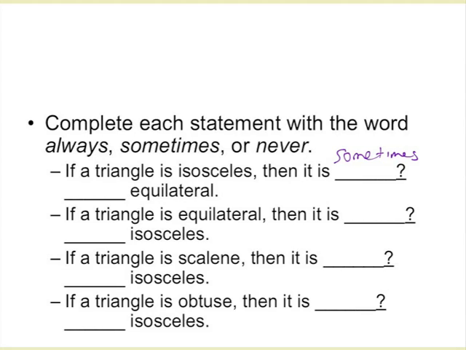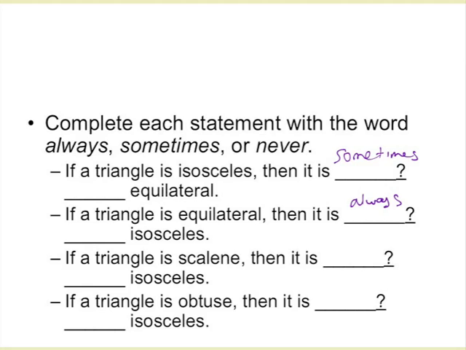If a triangle is equilateral, then it is blank isosceles. Always, because equilateral means 3 sides and isosceles means at least 2. So if 3 are the same, then at least 2 are the same. Always.